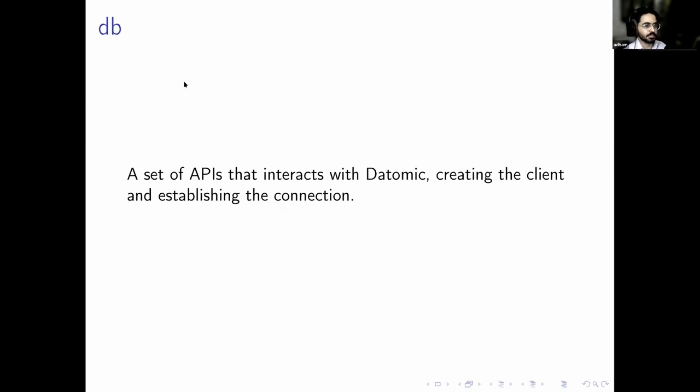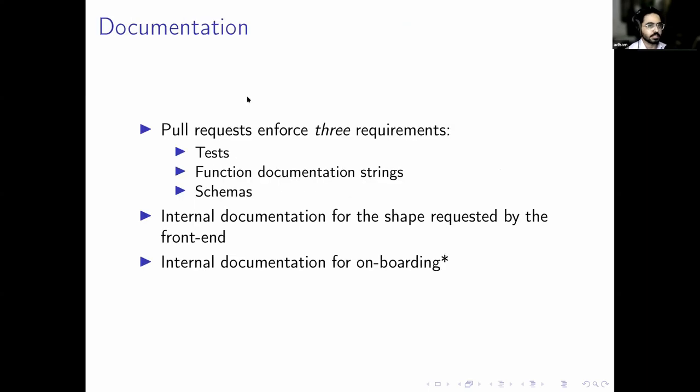The DB functions and APIs deal with Datomic mainly: creating the client, establishing a connection to the cloud database, and using the connections that are required to request the data, transact, and add data.